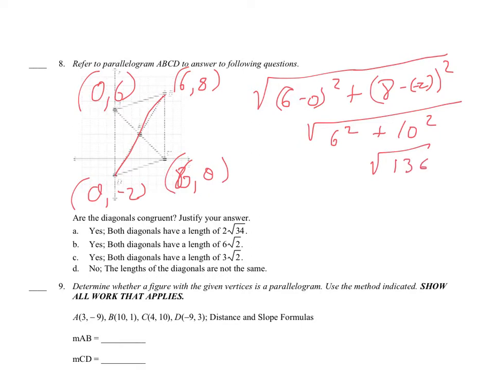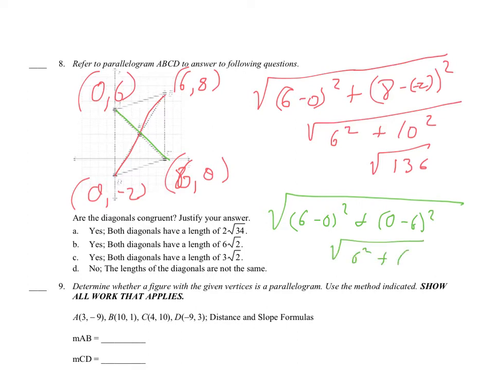136. Now if I do the same thing with the other diagonal, I would do this one and I would have my 6 minus 0 squared plus 0 minus 6 squared, which we still end up with 6 squared plus negative 6 squared. 36 plus 36 is square root of 72. So are they congruent? No, they are not, because the diagonals are not the same. D.